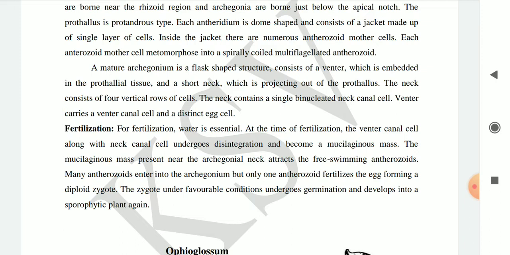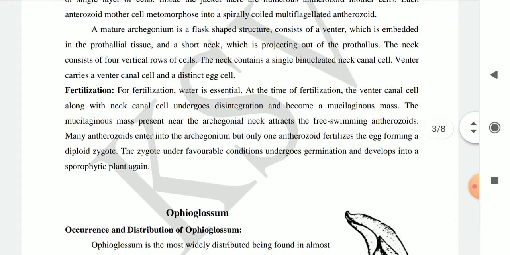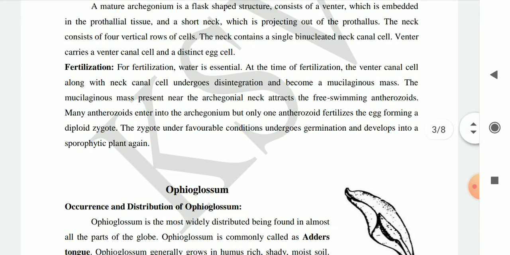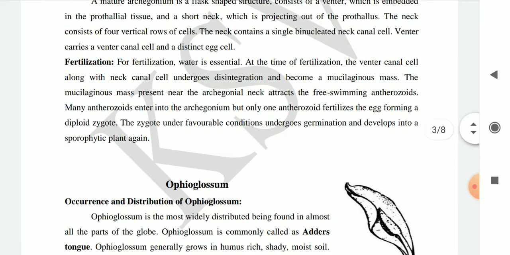Another one is the archegonium. The archegonium is flask shaped. It consists of the ventral canal cell, and it is embedded in the prothallus tissue. The neck is short, and it has four rows of cells. Usually the binucleate neck canal cells are present, and they produce the egg cells. So this is the female reproductive structure.